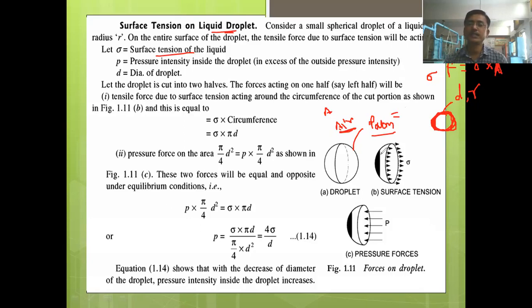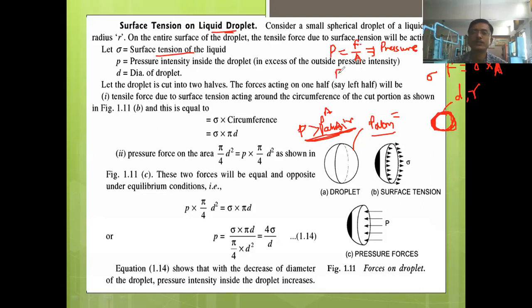So the pressure intensity inside the liquid droplet, which is denoted by letter small p, is greater than the atmospheric pressure. So by how much amount? Now you might be aware of the formula for pressure intensity or pressure. What is pressure? Pressure is nothing but force per unit area, right? So here this F we can call a pressure force. There are different types of forces, like gravity force, similarly pressure force. So this F is nothing but the pressure force.